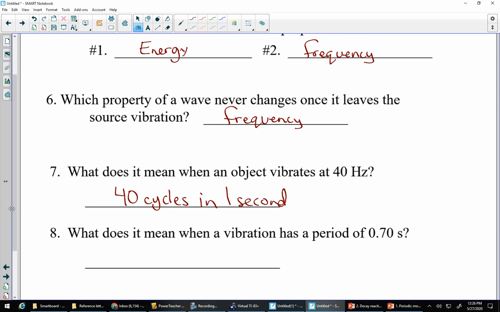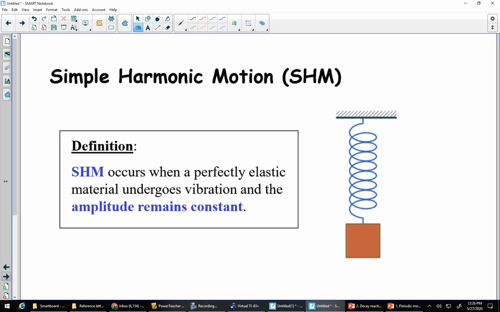And then what does it mean when it has a period of 0.7 seconds? That means it takes 0.7 seconds to complete 1 cycle. Awesome. So if you got those things, you're honestly probably good to go for this particular video and this particular lesson. It's getting our feet under us.